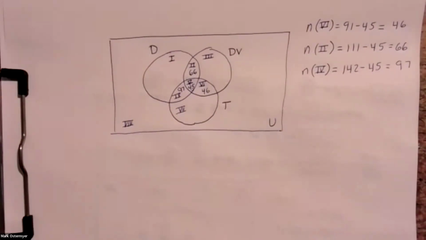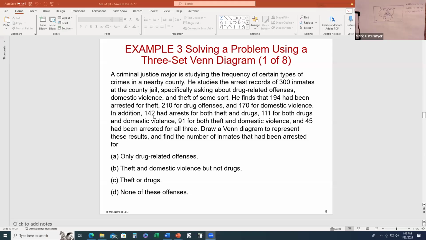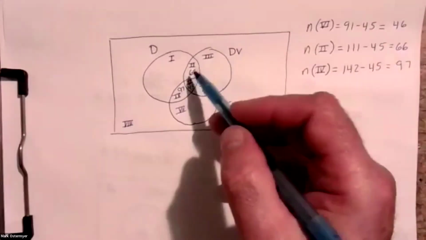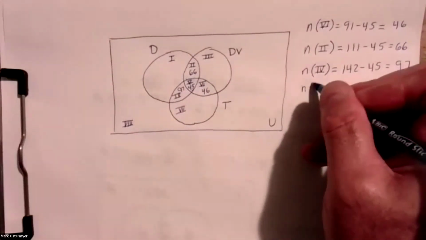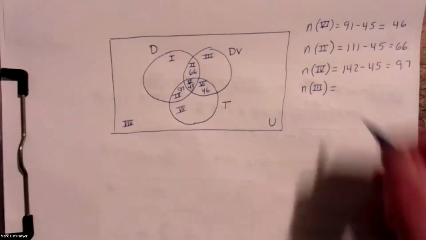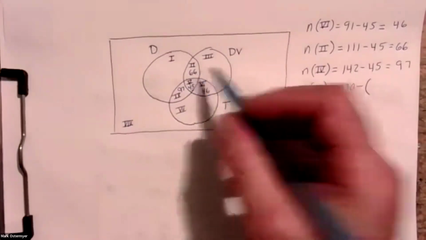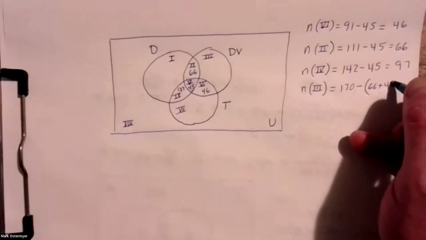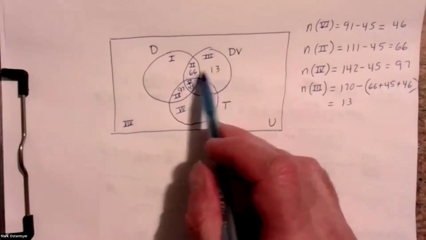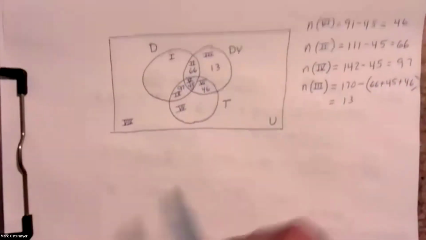Okay. We continue to read backwards through our word problem. So the next number backwards from 142 would be 170. 170 for domestic violence. But ladies and gentlemen, of the 170 for domestic violence, how many have been accounted for? This, this, and this. Agree? So the cardinality of region three is going to be equal to 170 minus those that have been accounted for for domestic violence, which is 66, plus 45, plus 46. Get on your calculator, dial it up. 13. So 13 inmates had domestic violence offenses only. They did not have drug or theft-related offenses. Only domestic violence. Okay, good.